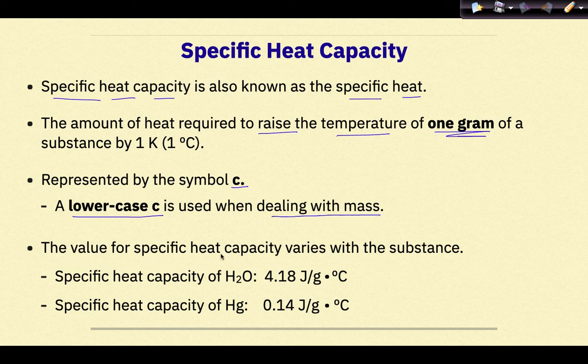The value for specific heat capacity varies with the substance. So the specific heat capacity of water is really, really high, 4.18 joules per gram degree Celsius, and the specific heat for something like mercury is really, really low, 0.14 joules per gram degree Celsius. So specific heat really depends on the substance that you're using.